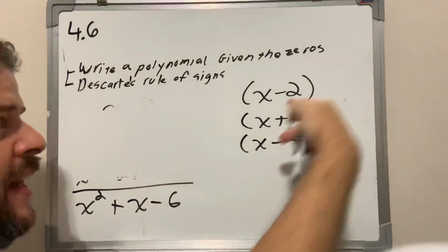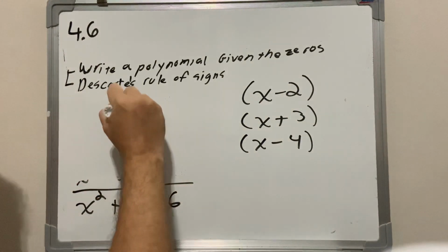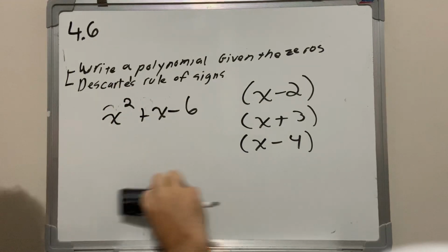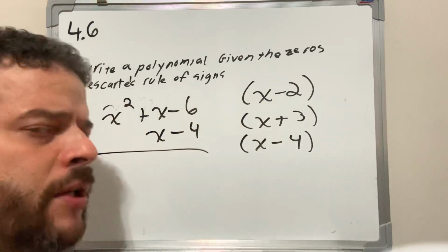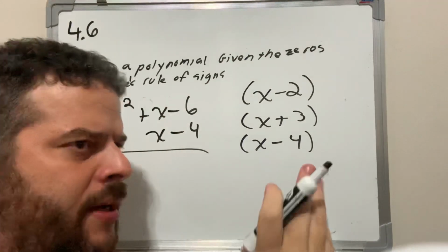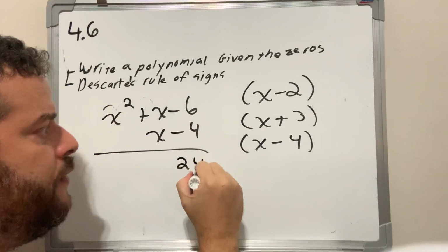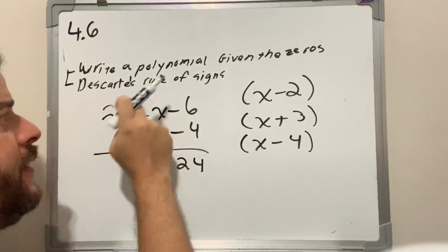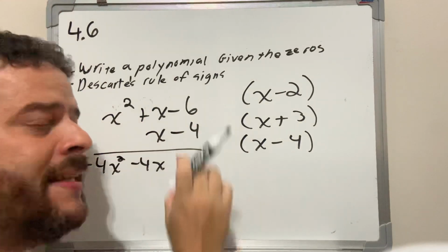Now let's multiply the answer of the product of these two times the last binomial. So I have x squared plus x minus 6, and under that one, I have x minus 4. Again, here you would not be able to do FOIL. That's why I do not recommend you do FOIL. Top to bottom, always. Negative 4 times negative 6 is positive 24. Negative 4 times x is negative 4x. Negative 4 times x squared is negative 4x squared. I'm done with my negative 4.